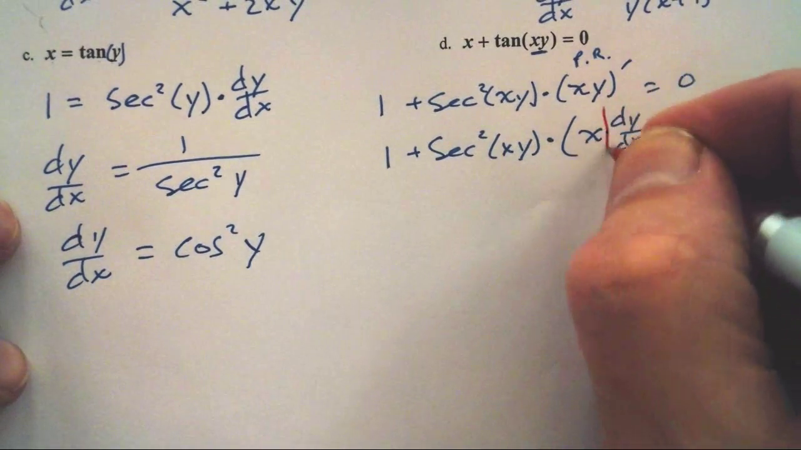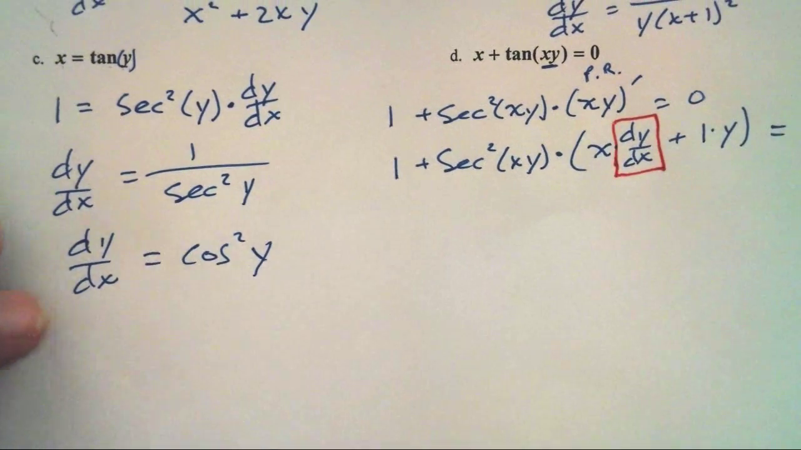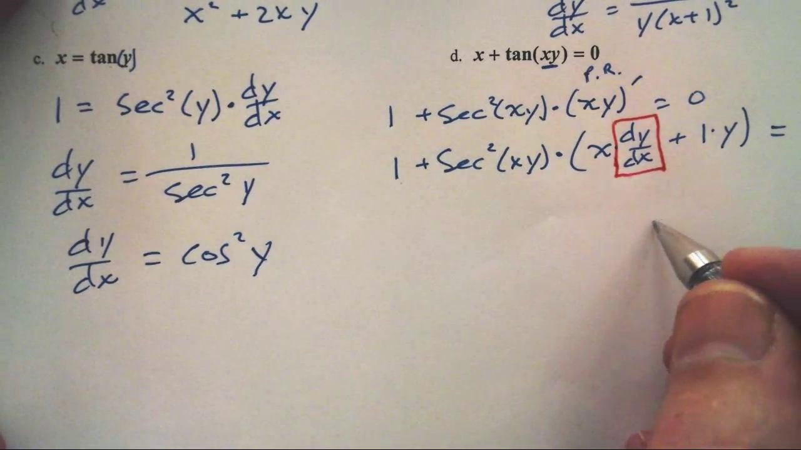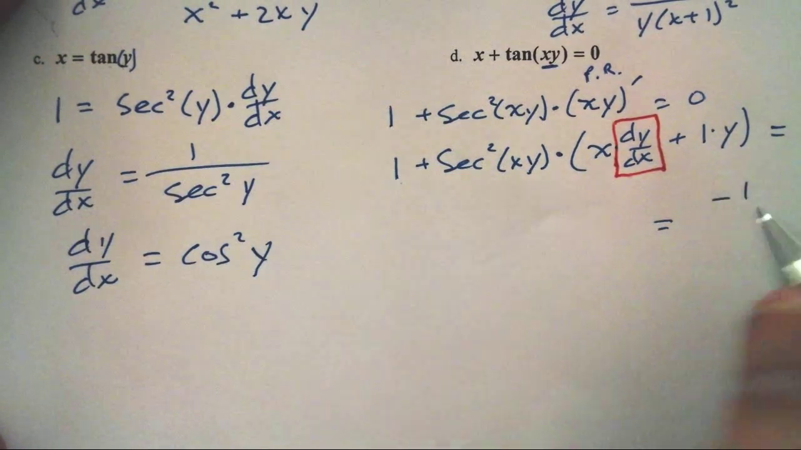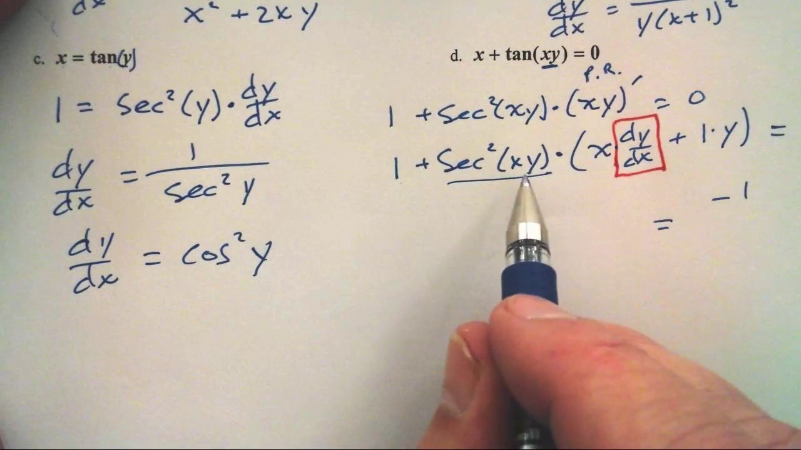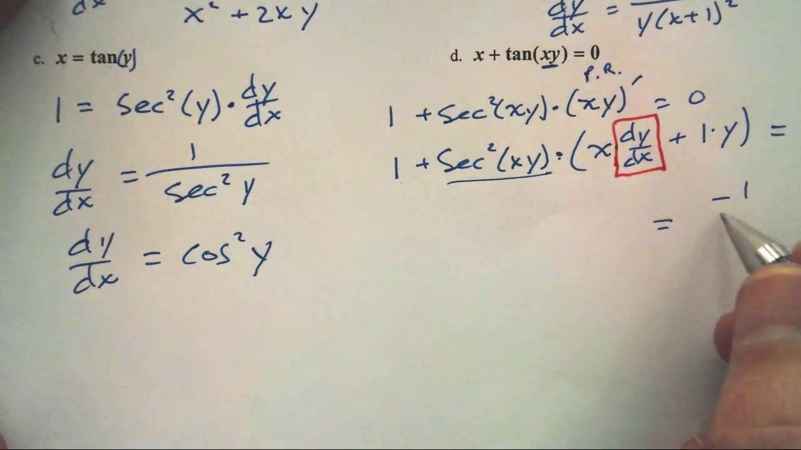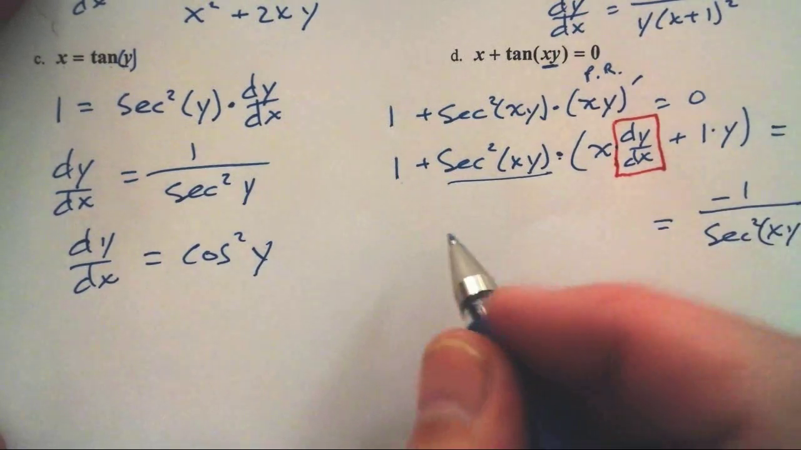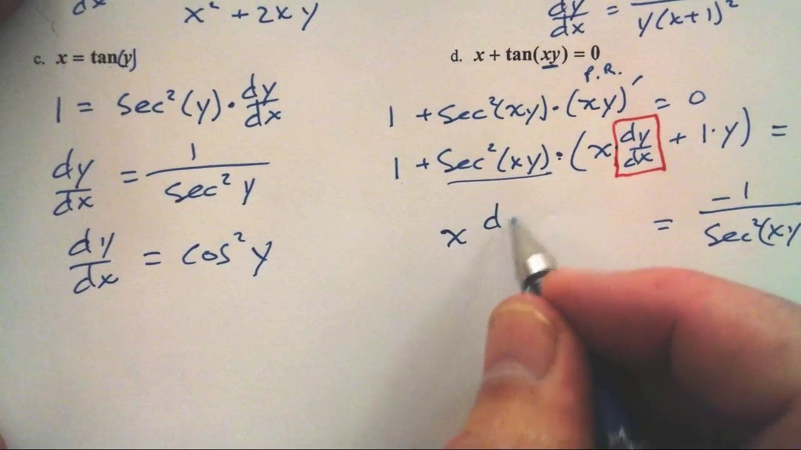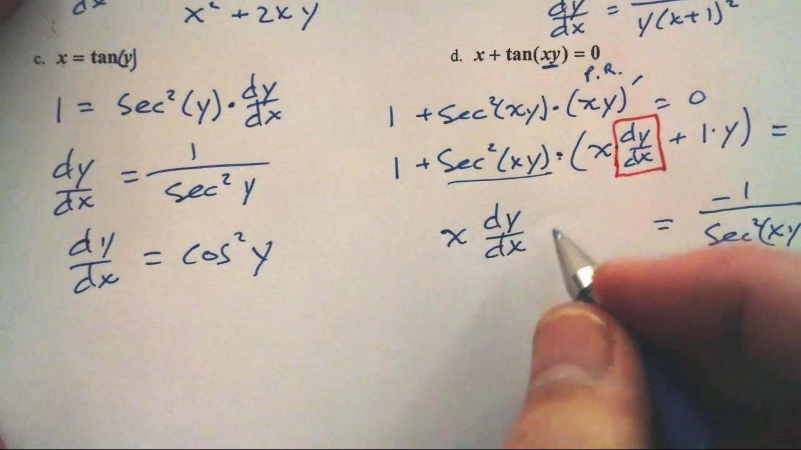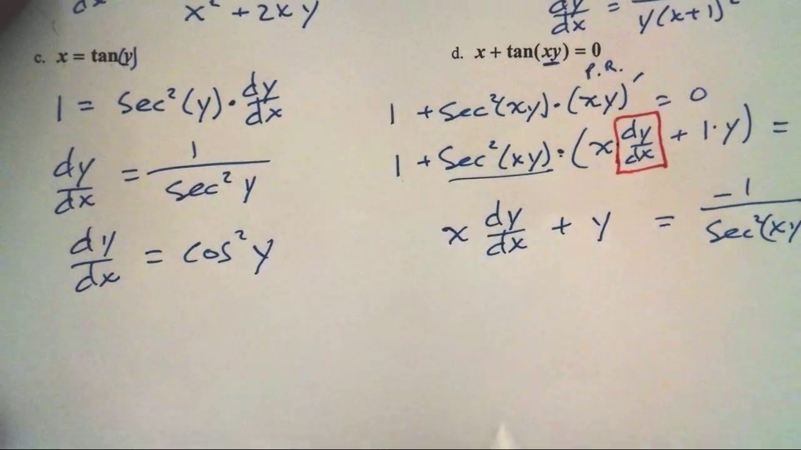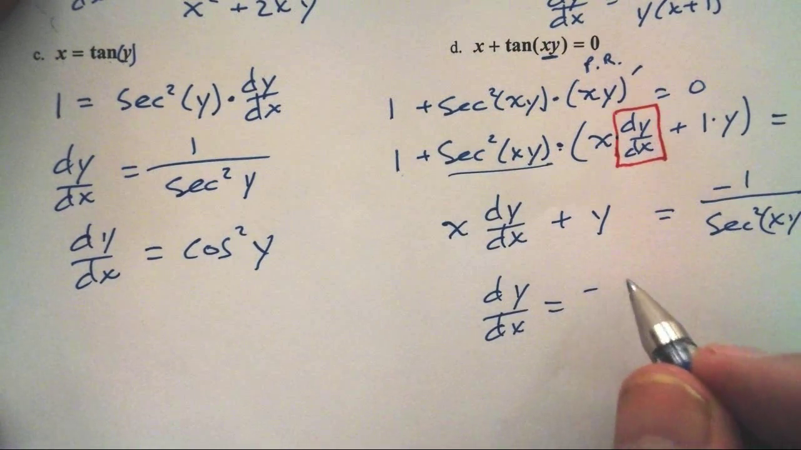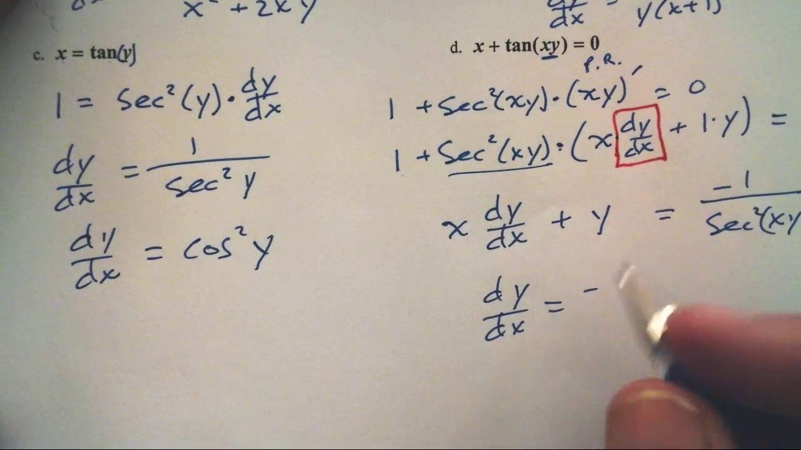And now you might want to distribute here, but I know what I'm looking for. This is what I refer to as the hot variable. I want to solve for it. I can start solving for it right now. In fact, I could peel away a 1 by subtracting it, and I could peel away the secant squared xy by dividing it away. And I could do more steps than that, but I'm going to stop at that one for right now. I'm left with x dy/dx plus y.